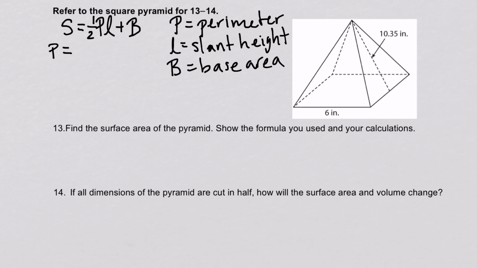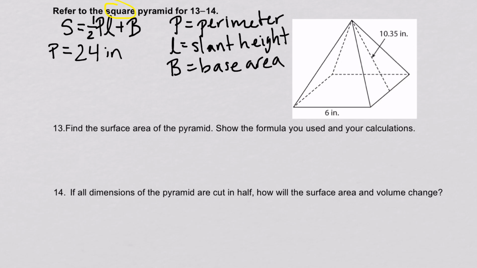The perimeter of the base. Well, the base is a square. How do I know it's a square? Because they tell me right here. It's a square pyramid. So the base is a square, and each side is 6. So if each side is 6, the perimeter is going to be 6 plus 6 plus 6 plus 6, or simply 6 times 4, which is 24. So the perimeter is 24 inches.